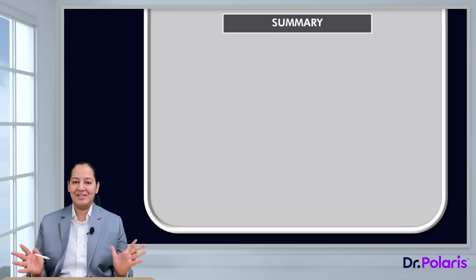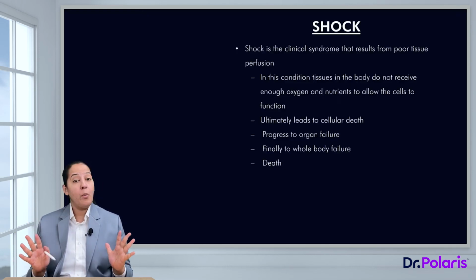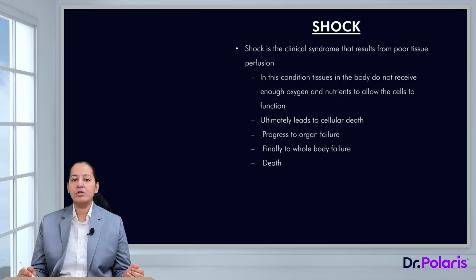So what is the summary of this session? What we have learned in this session? In this session, we have learned what is shock. What is the definition of shock? Shock is not a disease of one particular organ in the human body. Shock is a disease in which multiple organ failure takes place.